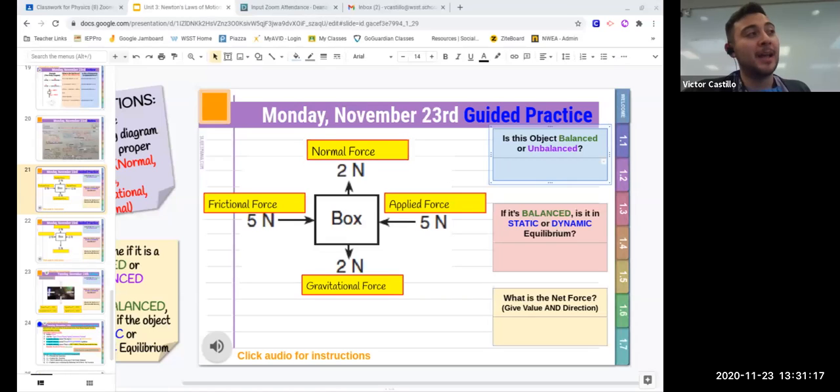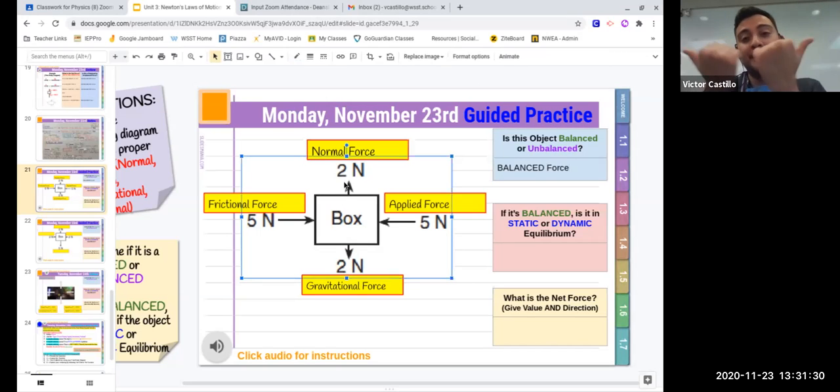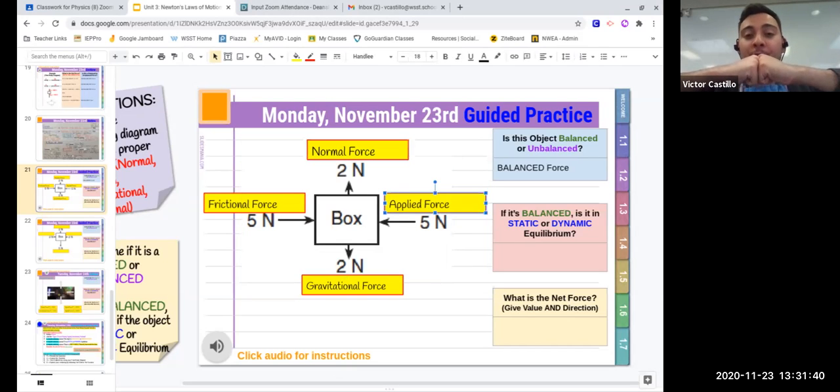For the most part, I did get balanced, and that is indeed correct. Some of you guys second guess yourself. Don't second guess yourself. It is balanced because the 2 newtons of force are going opposite directions, so they're pulling away, but they're pulling away at the same force, so they cancel out. And then the frictional force and the applied force, they're both pushing at 5 newtons of force, but they're both pushing together, so they're not going to go anywhere. So both my sides, up and down, are balanced, and left and right are balanced. So this is considered a balanced force, okay?